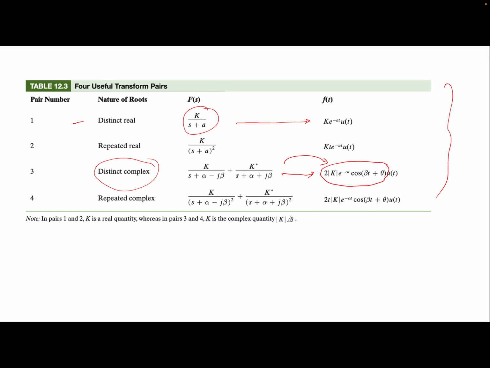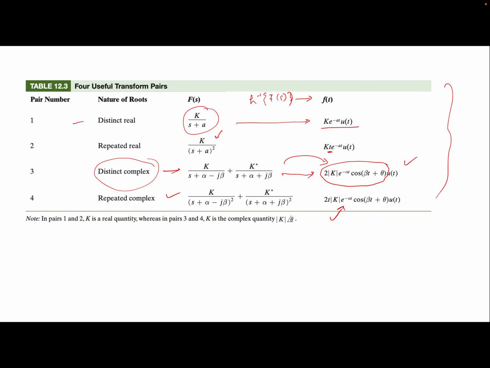the inverse Laplace transform of F(s) becomes f(t): e to the power minus at u of t. K over (s plus a) whole squared is multiplied with a t. When you get distinct roots, we get this. When we get repeated roots, we're going to get this.